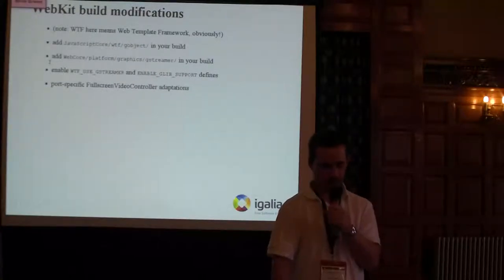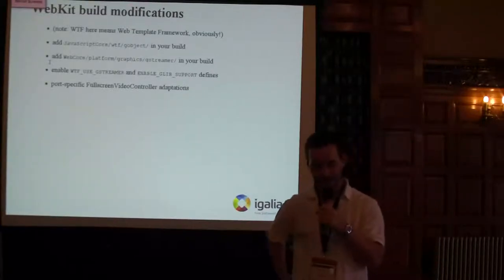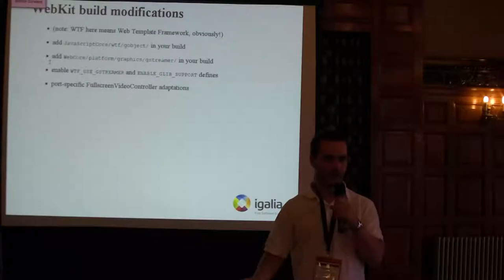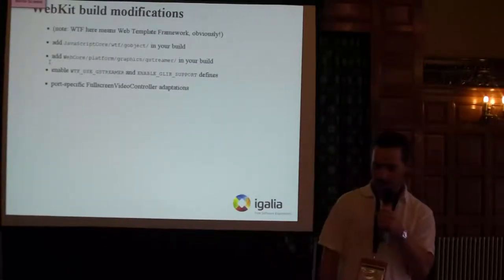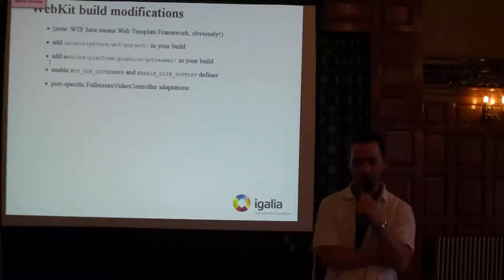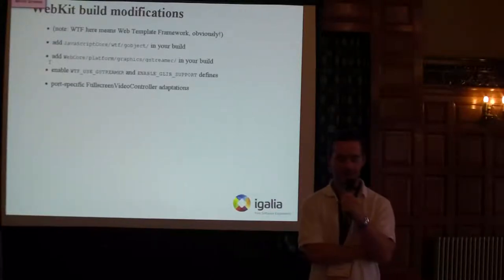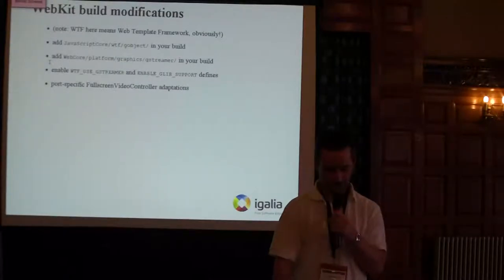So now some boring WebKit modifications. What the F here means is Web Template Framework. You just need to add some new files in your build and enable two macros so that the preprocessor will basically enable your great GStreamer code. And then you probably need to do some port specific modifications of the controller, because that's not shared in WebCore yet. So right now each port has its own controller implementation, and it's a bit sad because for each port you need to modify it, add some ifdefs or some scary stuff like that.